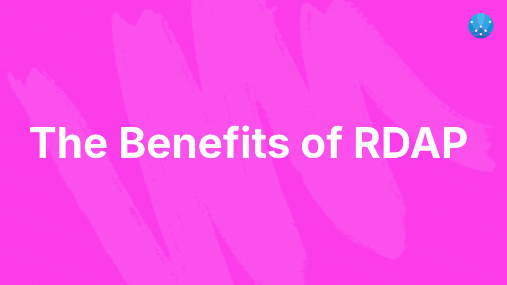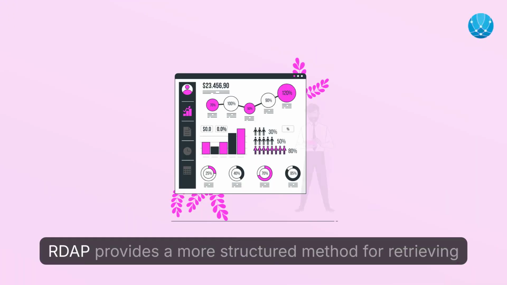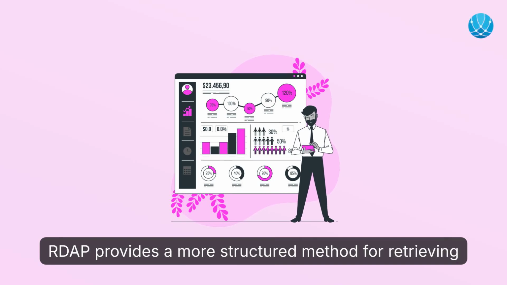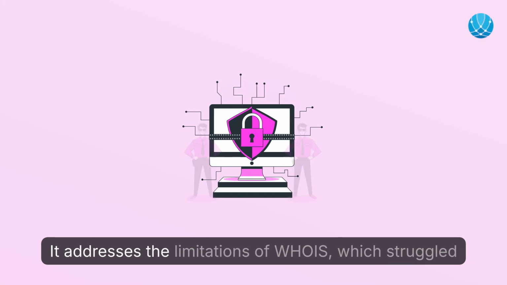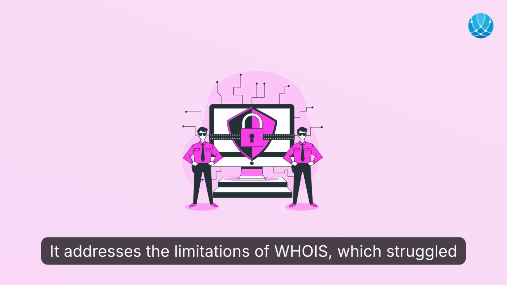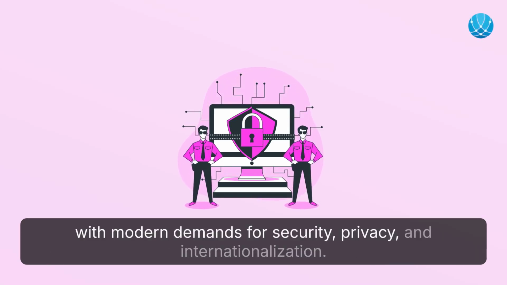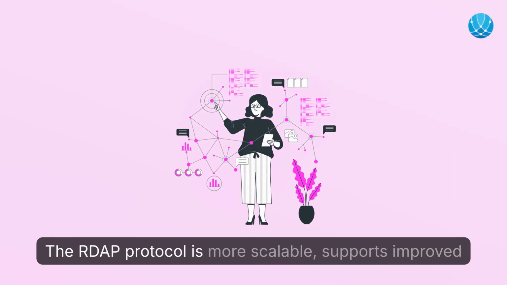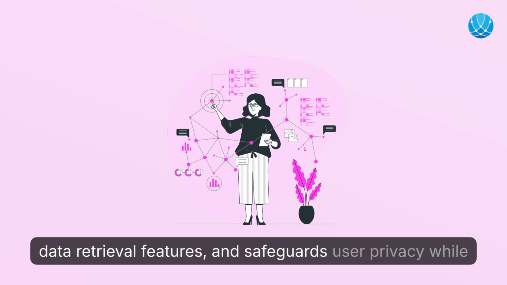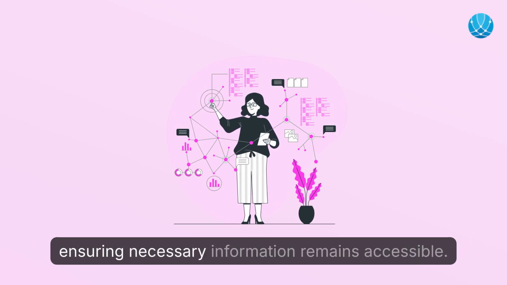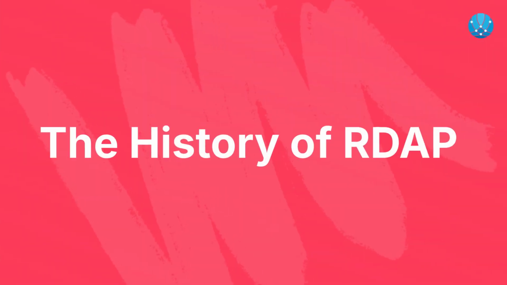The benefits of RDAP. RDAP provides a more structured method for retrieving information about domain names and IP addresses. It addresses the limitations of WHOIS, which struggled with modern demands for security, privacy, and internationalization. The RDAP protocol is more scalable, supports improved data retrieval features, and safeguards user privacy while ensuring necessary information remains accessible. The history of RDAP.